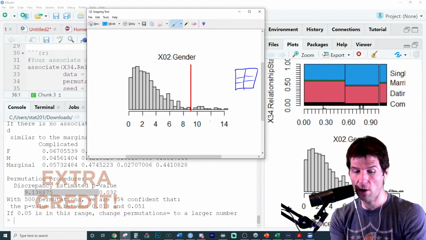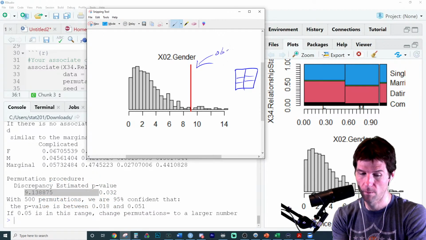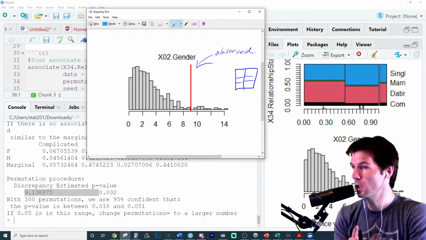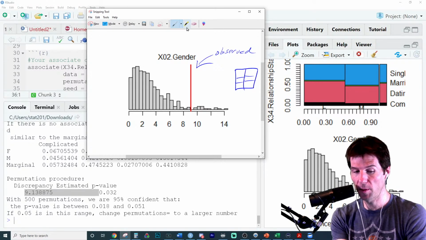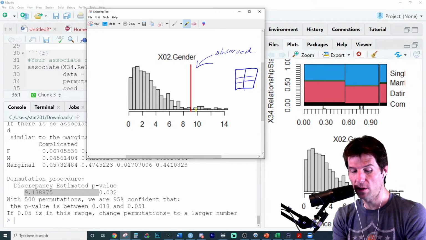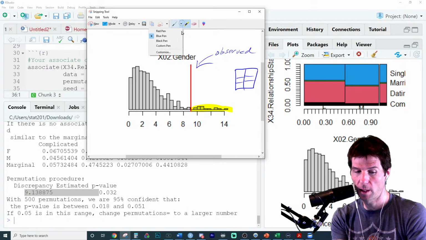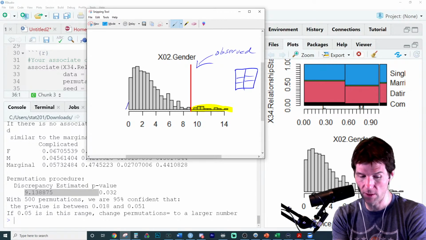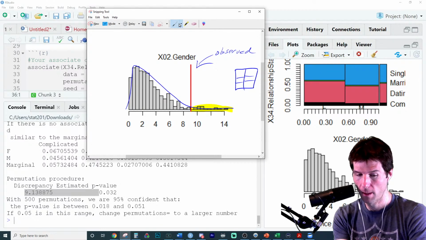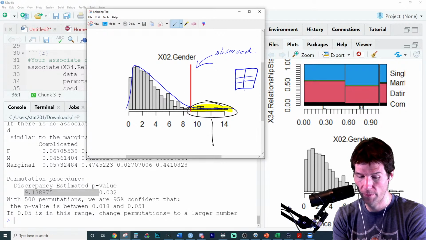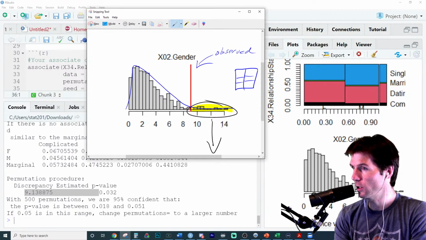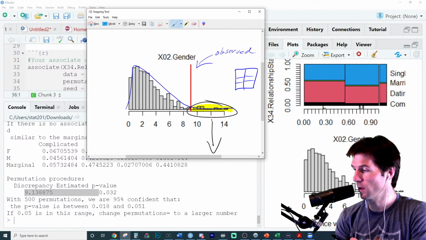Now, our discrepancy, this is our observed discrepancy, is not very small. We want to look at the probability of our result or results more extreme occurring by random chance. And every single one of these is a random chance permutation. That makes this amount of area right here that I've circled, those permutations that are as extreme or more extreme than our result, the what?